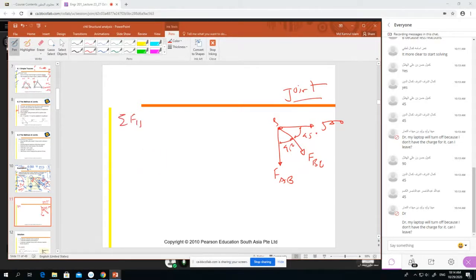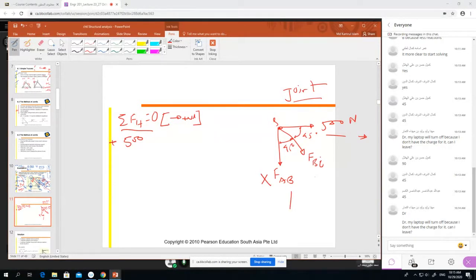First, we use summation of F horizontal equal to 0. You need to declare which direction you are saying positive. So right side is positive. Now what force do we have? Look, we have 500 newtons. So 500 is working in the right side, so this is plus 500, right? Now FAB is completely vertical, so it is not in our consideration.